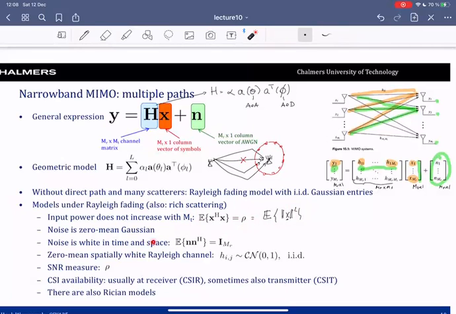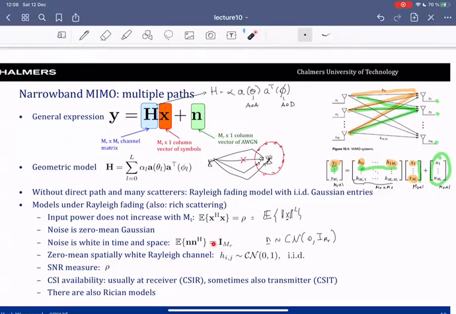The noise is zero mean Gaussian, and we will make the noise white in time and space. That means across the antennas, the noise is independent, and for each antenna across time, the noise is also independent. And this then leads to this covariance matrix of the noise. In other words, the noise vector is complex Gaussian, zero mean, with covariance matrix I_Mr.